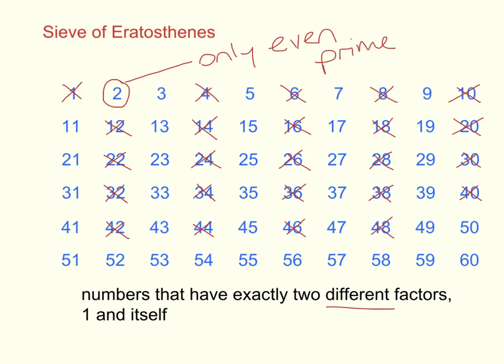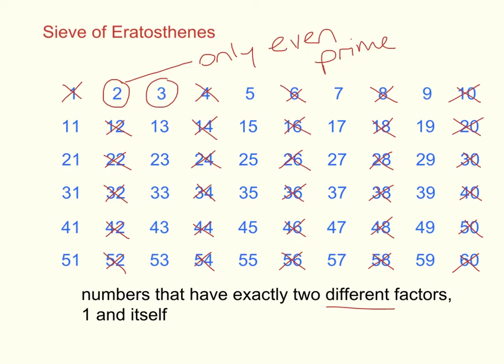So it goes like that. If 2 is a prime number, its multiples are not prime. How about 3? Well, for 3, we have exactly two different factors, 1 and 3 itself. How about 2? Well, 3 is not divisible by 2. So there is no other whole number that can divide 3. Hence, 3 is also a prime number.